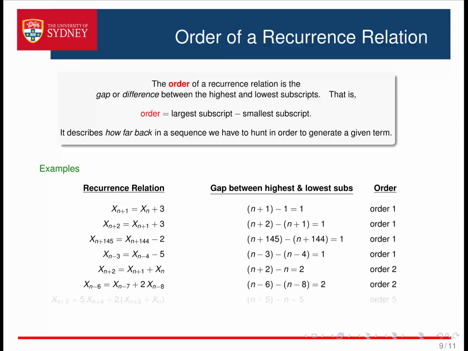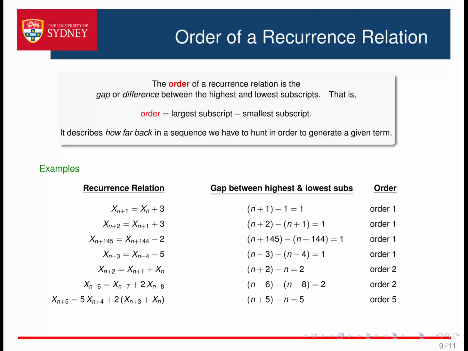Here, the largest subscript is n minus 6, the smaller subscript is n minus 8. The gap between the largest and smallest subscripts is thus n minus 6 minus n minus 8, which is 2. Thus we have another second order model. In our final example, the largest subscript is n plus 5 and the smallest is n. So the order is n plus 5 minus n, which is 5. Thus this recurrence relation is order 5 or fifth order.